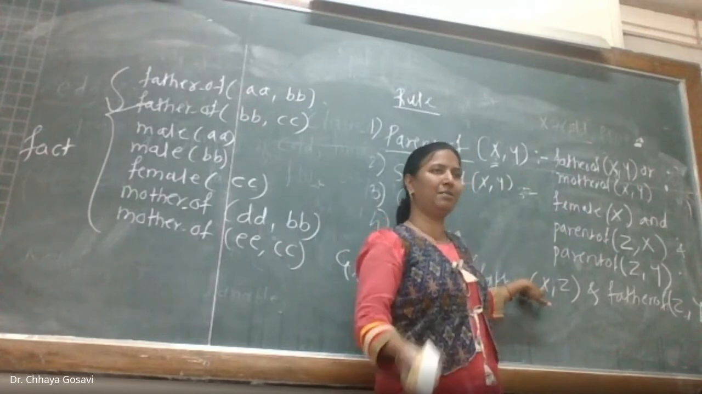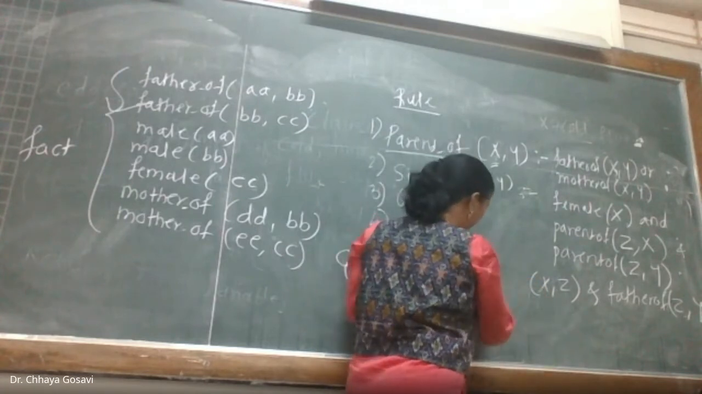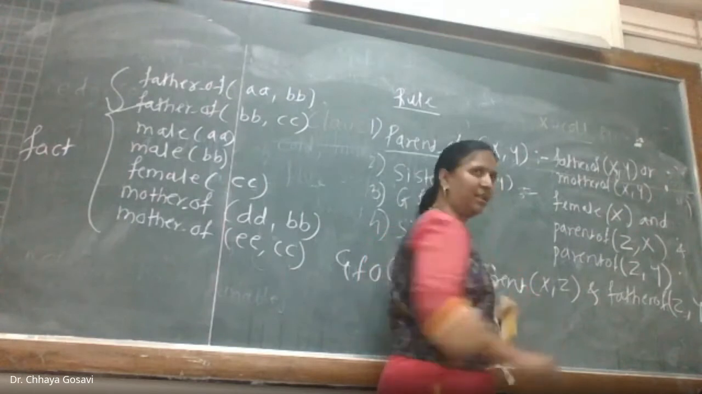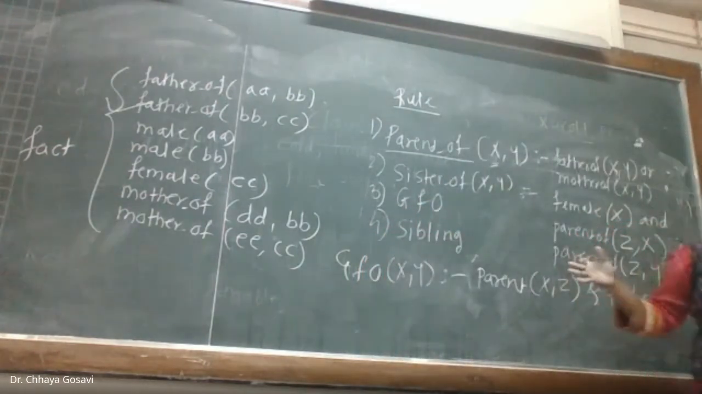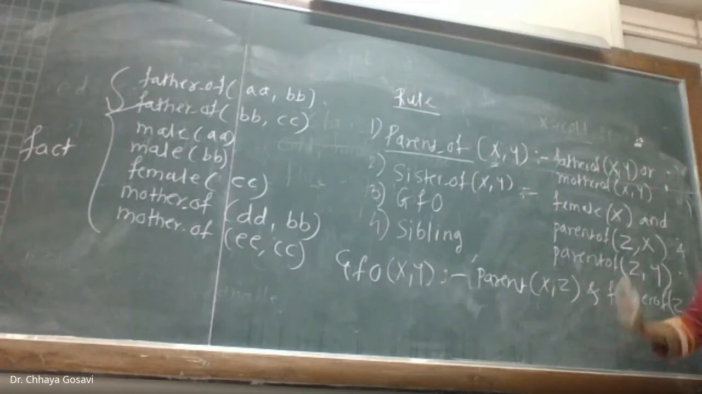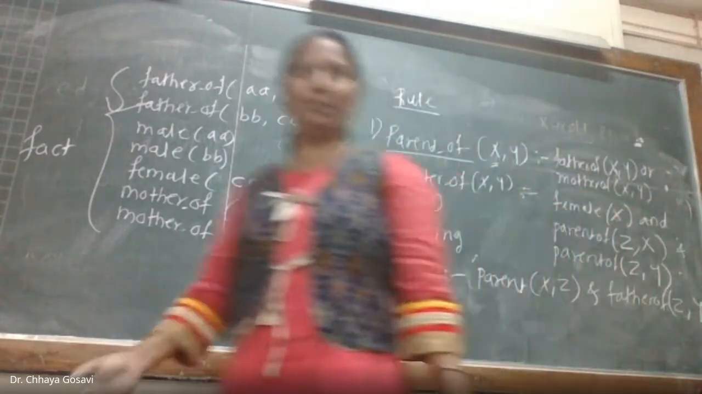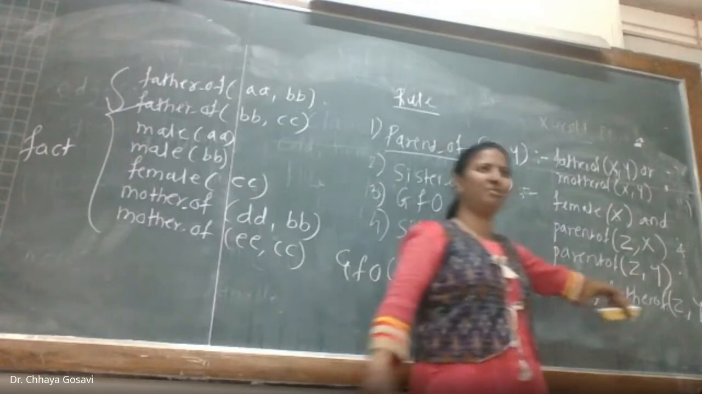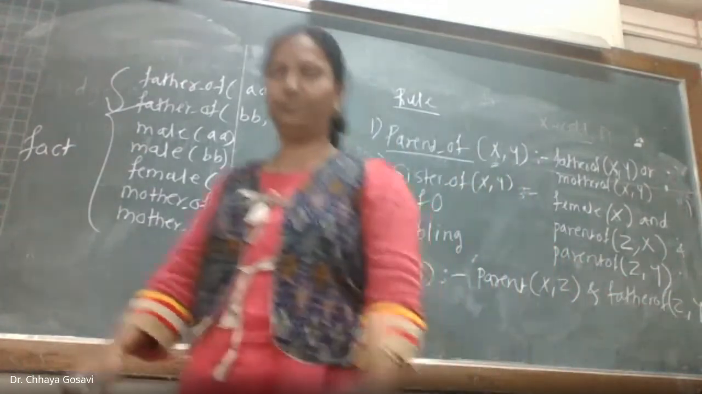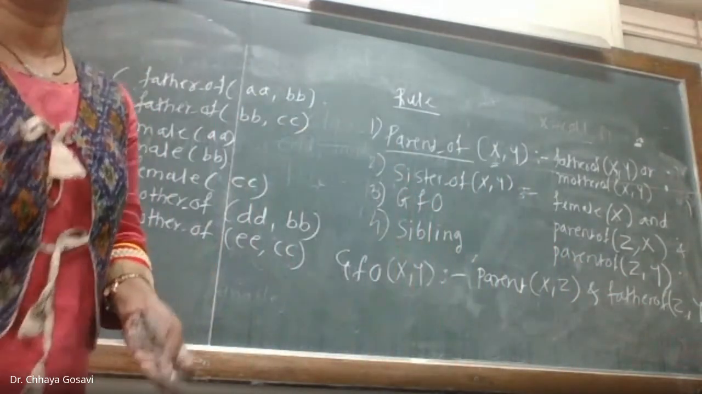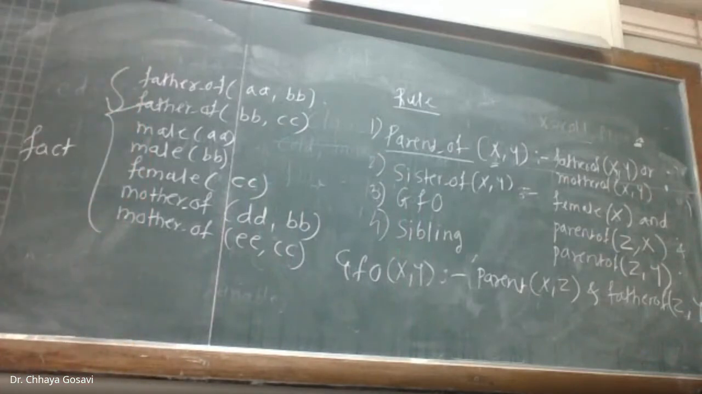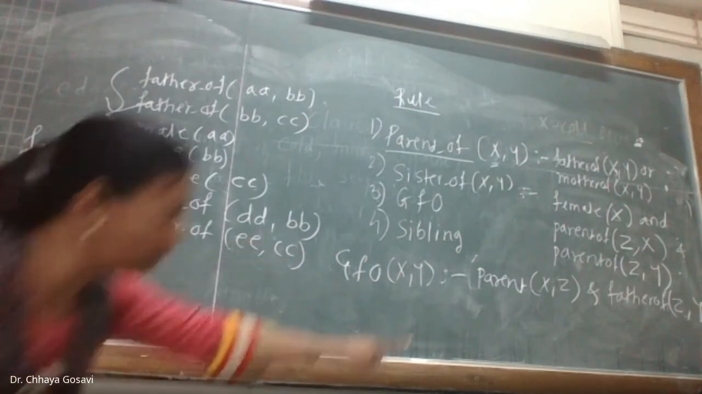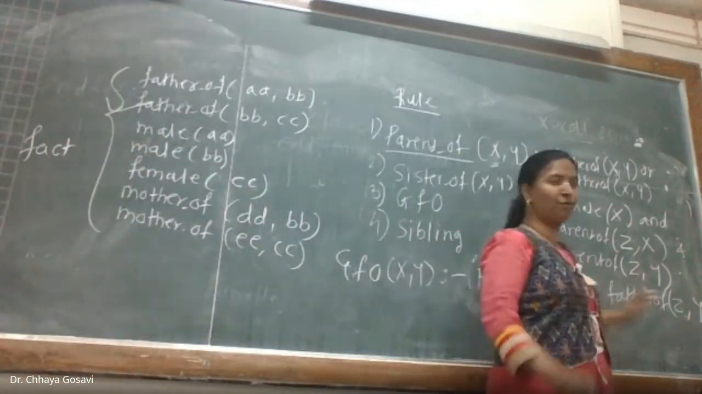Here we have given parent, which means it can be a mother or father, and the mother's or father's father will be your grandfather. So parent of X comma Z and father of Z comma Y, as we want grandfather. If you want grandmother, then instead of father of, you have to write mother of. If you write parent of Z comma Y, it can be mother also. We want grandfather.